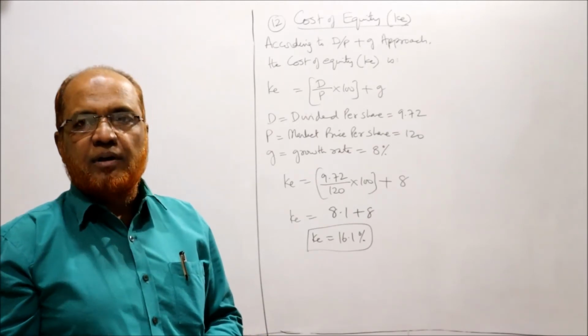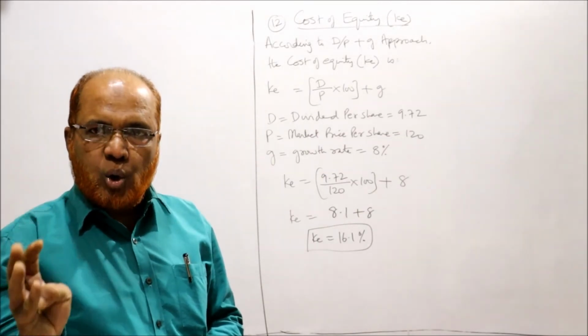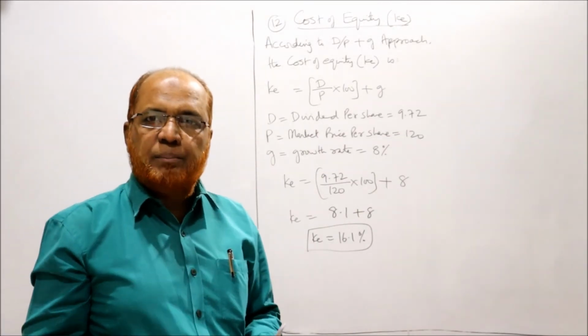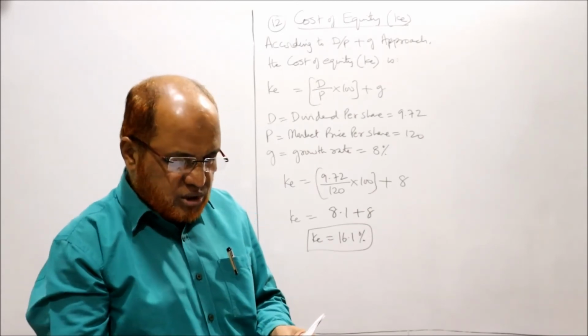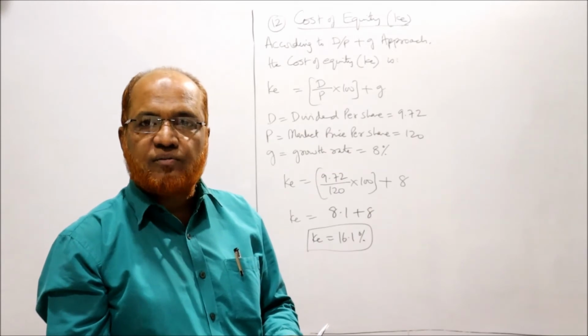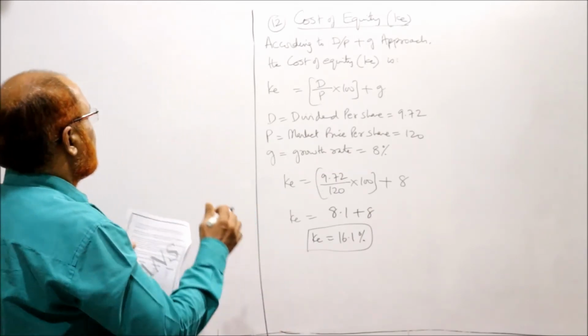तो ये प्रॉब्लम में भी आपको मार्केट प्राइस दे दिया, डिविडेंड दे दिया, ग्रोथ रेट दे दिया. So we apply D by P plus G approach. Compute the company's cost of capital, equity cost of capital. So straightforward problem. First bit easily we can find out.